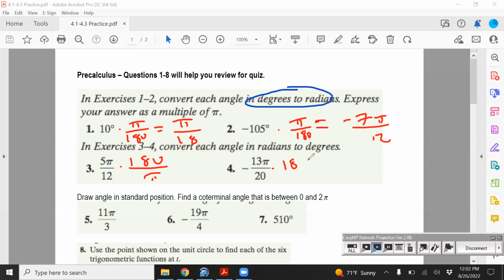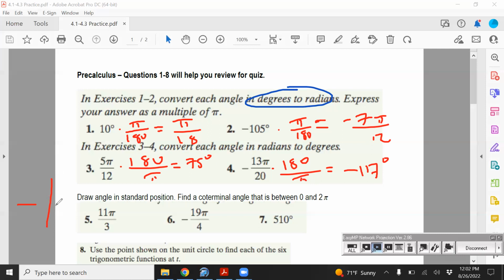Now for these guys, you reverse. Multiply by 180 over pi, and cross cancel if you can. In this case, I would say 75 degrees. That one, yeah. And thank you, Charlotte. And this one, I would say negative 117. Yeah, right. Good. Okay, so that should be pretty straightforward. We're okay there.